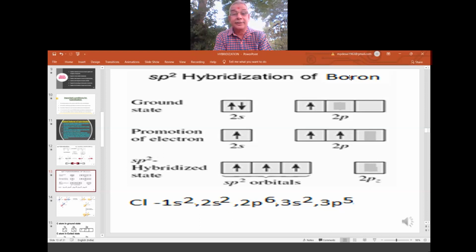So here the example I told was BCl3. 3 chlorine are approaching the boron, so that means the boron should have 3 unpaired electrons. Let us see whether boron has 3 unpaired electrons or not. Boron, I told, 1s2, 2s2 and 2p1, because the atomic number is 5, only 5 electrons are there.